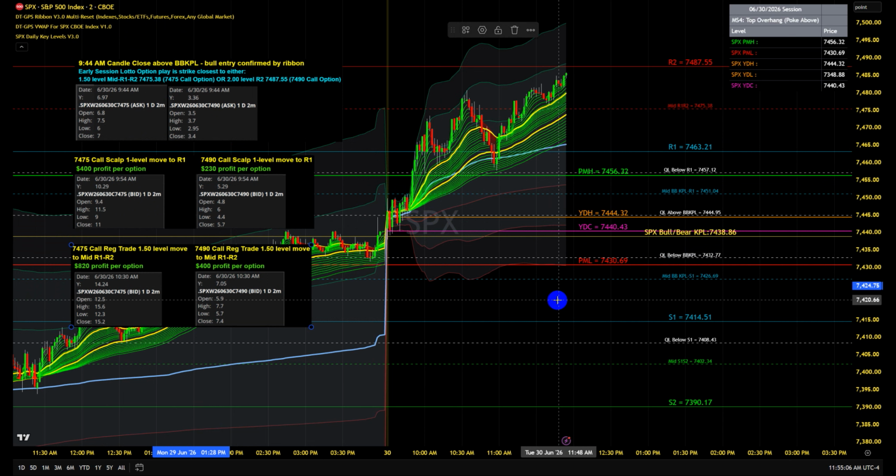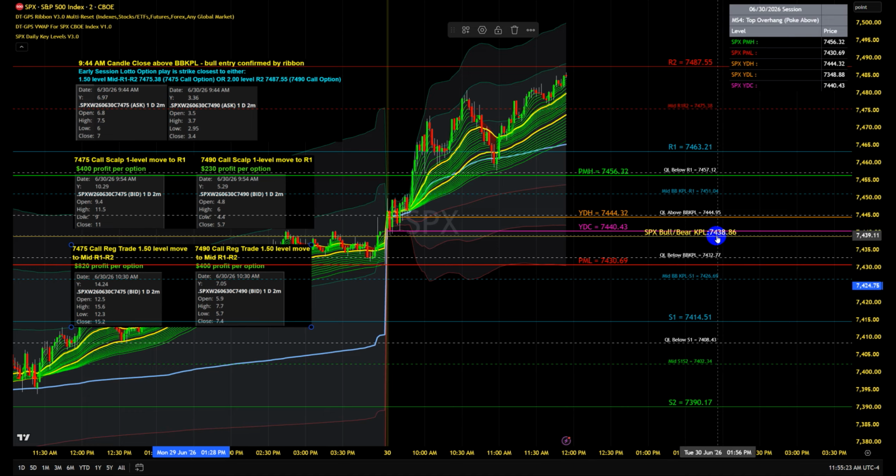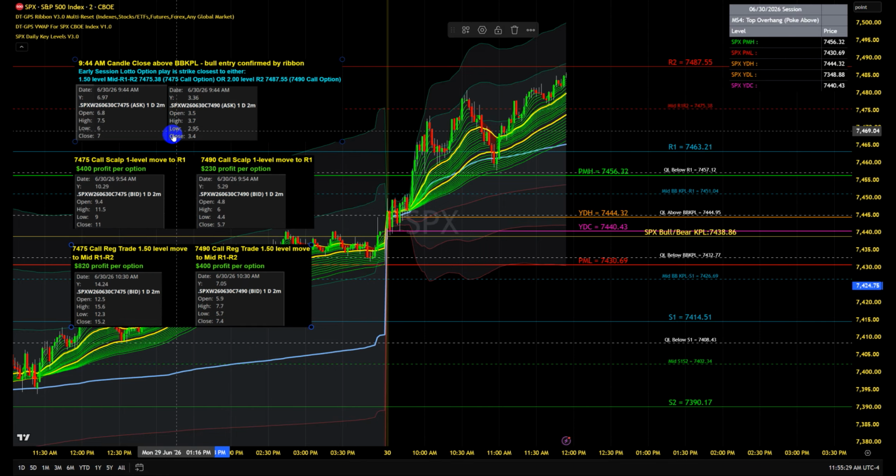Okay, so we're going to look at the differences between the scalp level and regular trade 1.5 level moves, and look at the profits versus the entry cost on this in comparison to the standard options play, which we looked at earlier, which was using this strike and having an entry cost of $23.60. Here we have an entry cost of $7. Here we have an entry cost of $3.40.